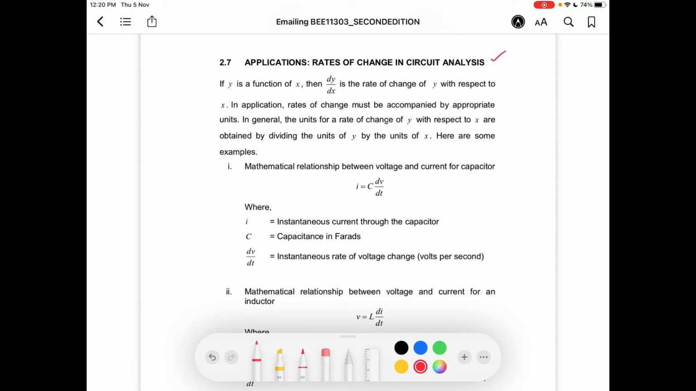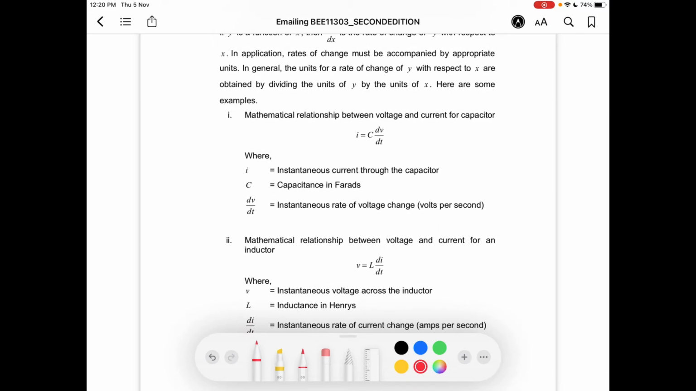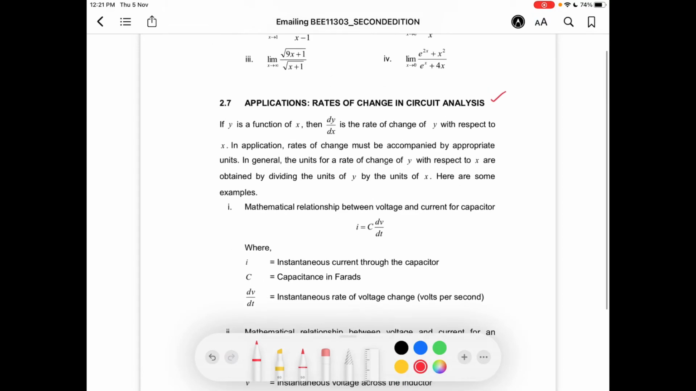circuit analysis. So rates of change is actually referring to the application of derivative or differentiation that you have learned before or previously. So how can we use it to calculate the current of the capacitor, and to calculate the voltage of the inductor, okay, in circuit analysis.